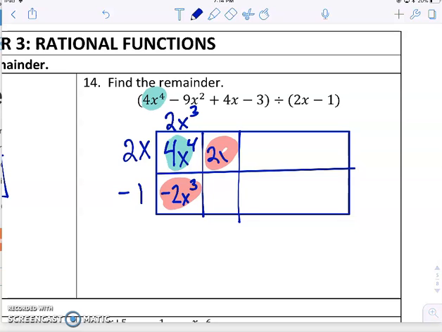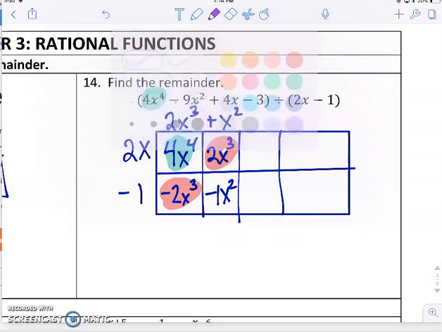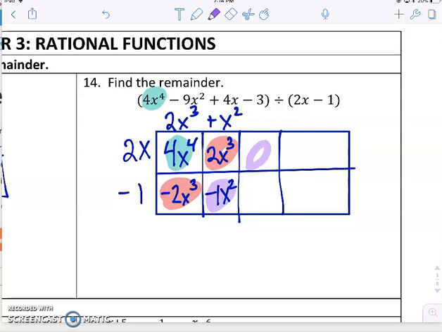So we have 2x cubed. So 2x times what gives us 2x squared would be x. 2x cubed is x squared. x times 1 is negative 1x squared. But how many of these do we need on the inside? Negative 9. So this has to be negative 8x squared. So 2 times what gives us negative 8 is negative 4x. Negative 4x times 1 is 4x, which is what we want on the inside.